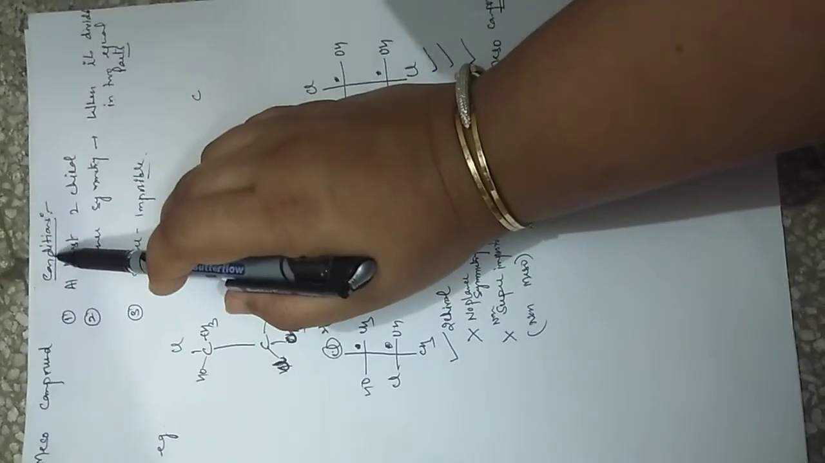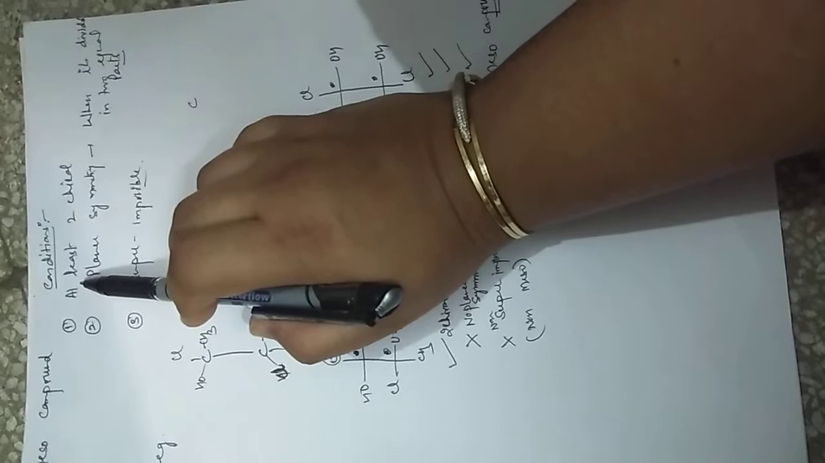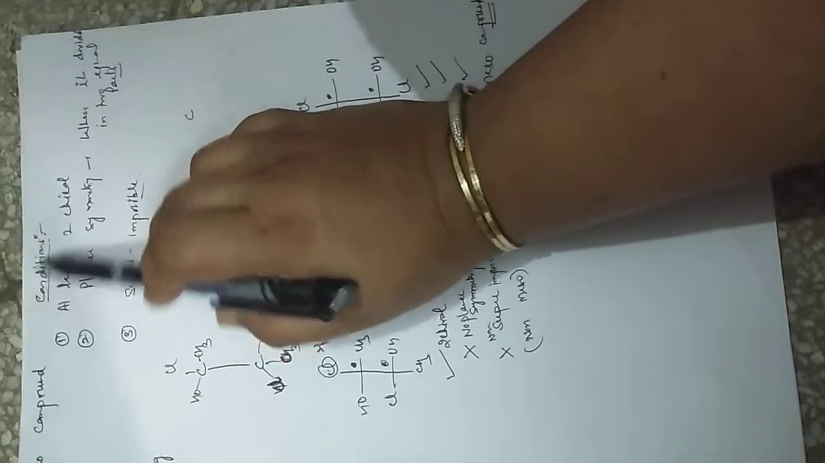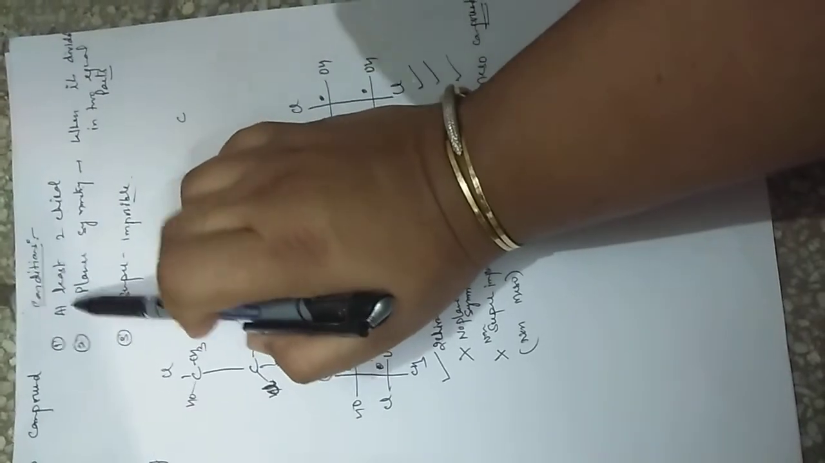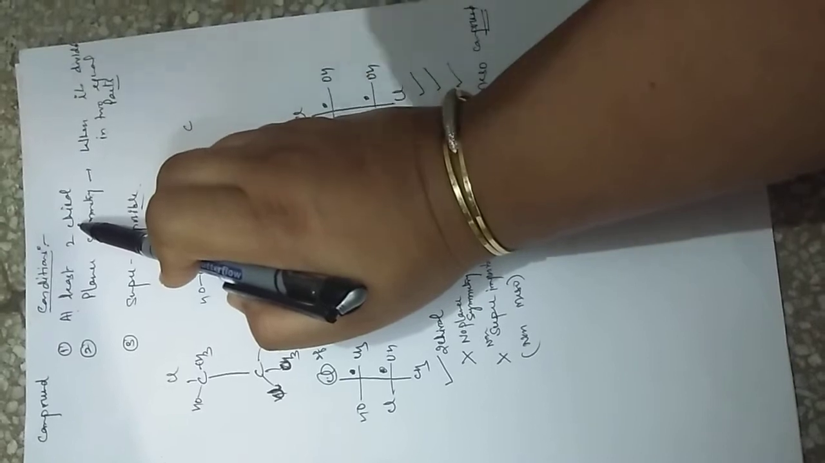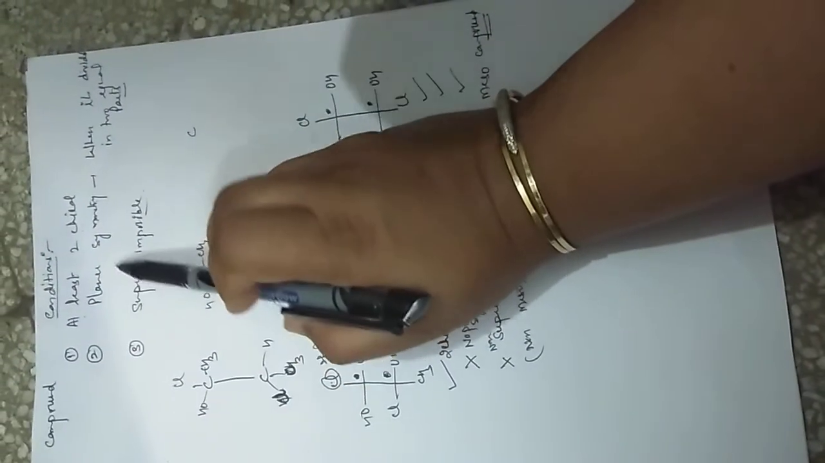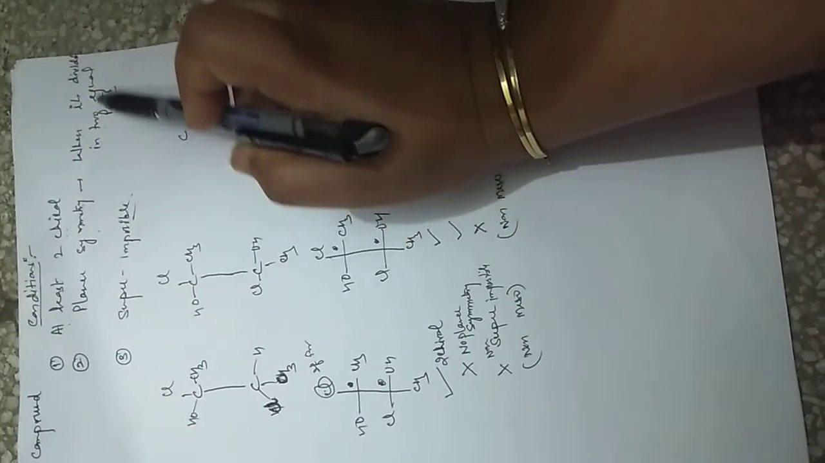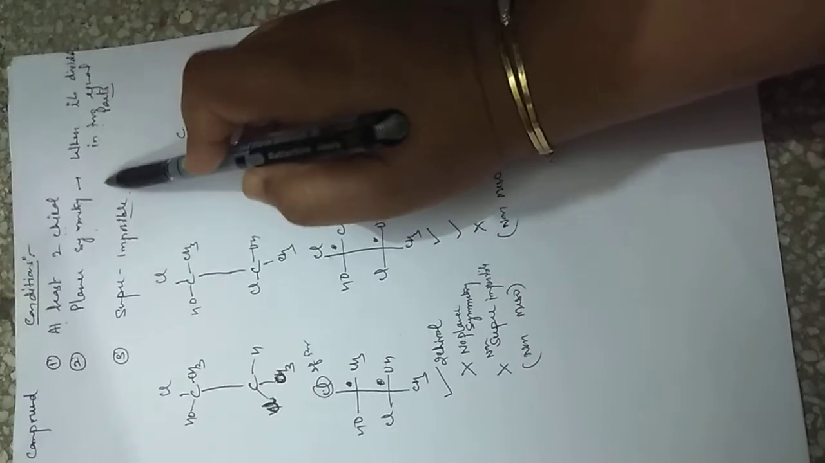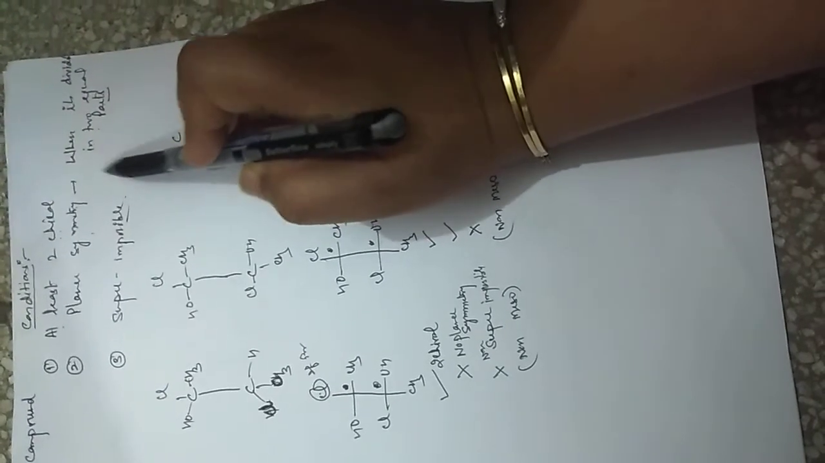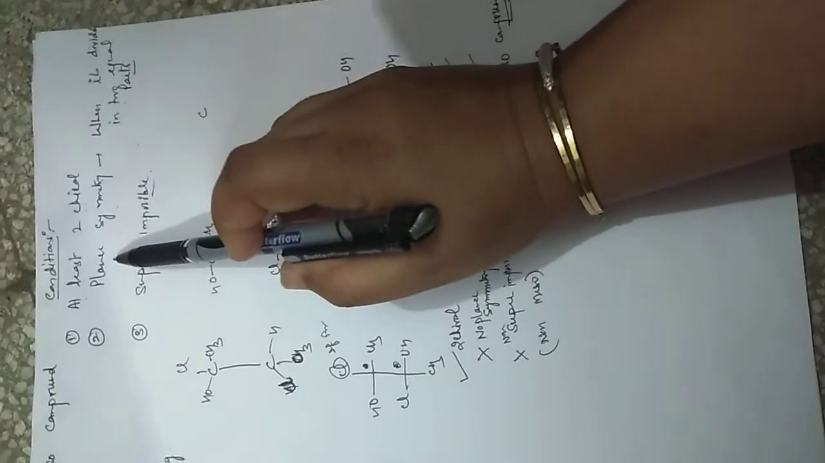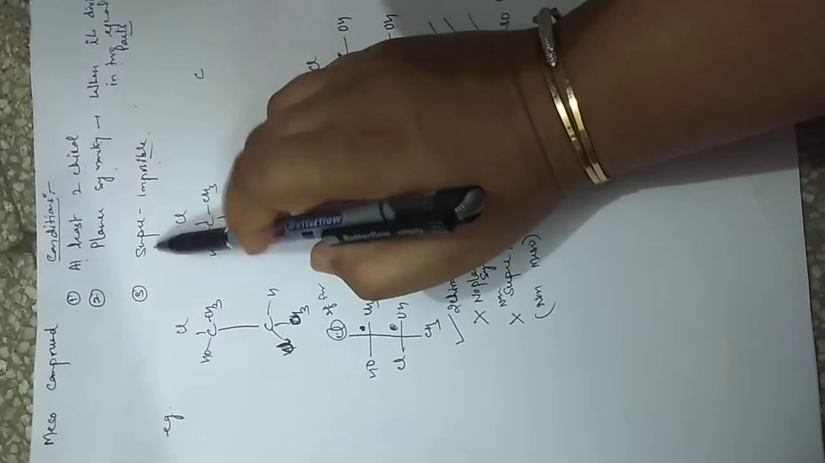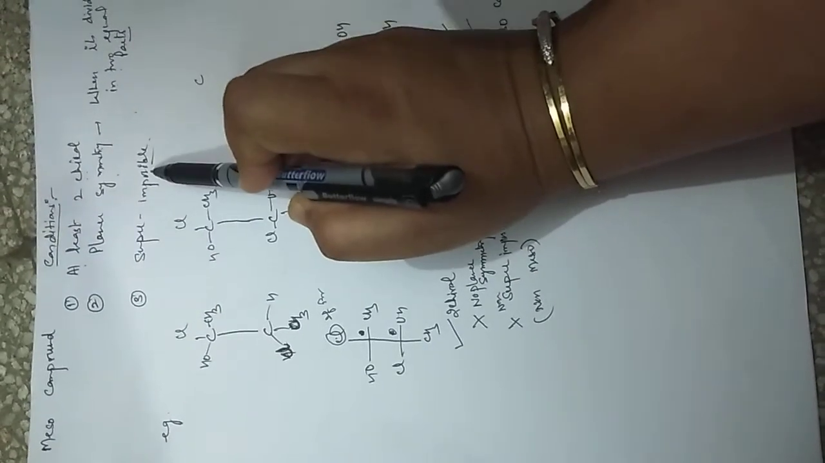For the meso compounds, 3 conditions apply. First condition is that at least 2 chiral carbons are present. Second is the planar symmetry. Planar symmetry means when it is divided into 2 equal parts, that is called planar symmetry. Third condition is the superimposable.